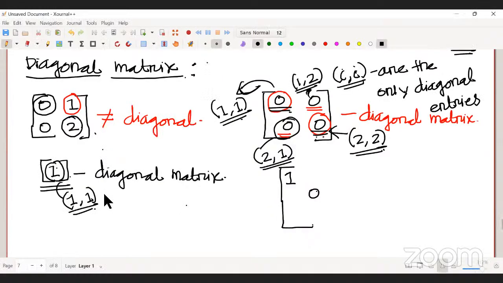When I have to go and check whether an entry is 0 or not, I have to do that when the matrix has a non-diagonal entry. Since this matrix doesn't have any non-diagonal entry, I don't have to go and check that. So there is nothing to check here, and that's why I'm saying this is vacuously correct.